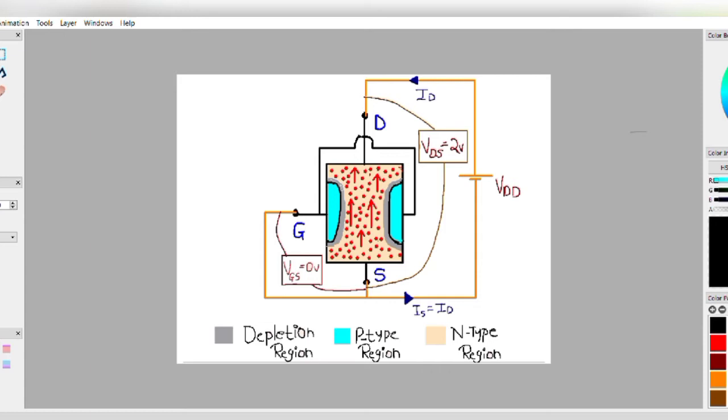So starting with JFET, as I said, JFET has 3 terminals: drain, gate, and source. The construction of JFET is such that it has 2 P channels or N channels, and between them there is an N channel or P channel. I mean, here we had taken P channel at the sides, and in the middle we had taken N channel. This is called N channel JFET.